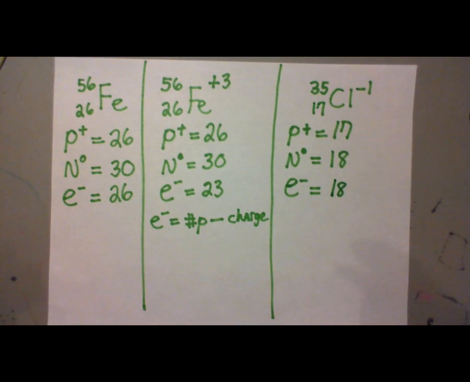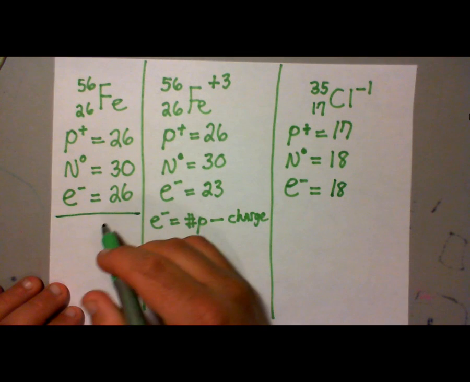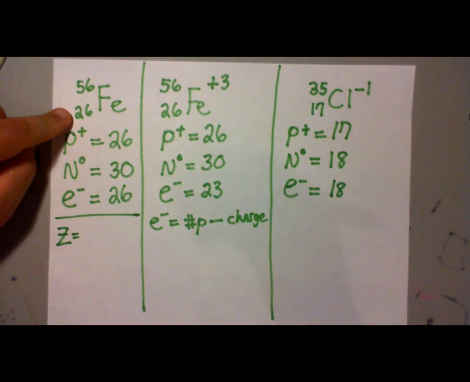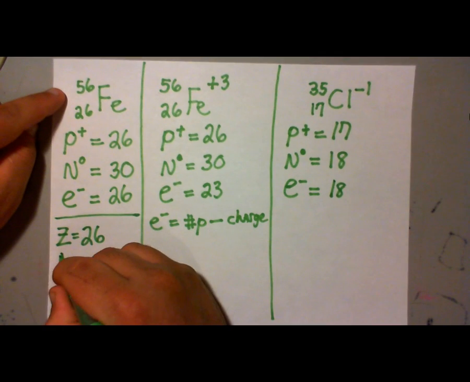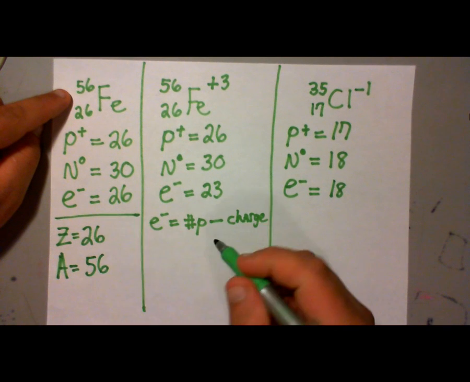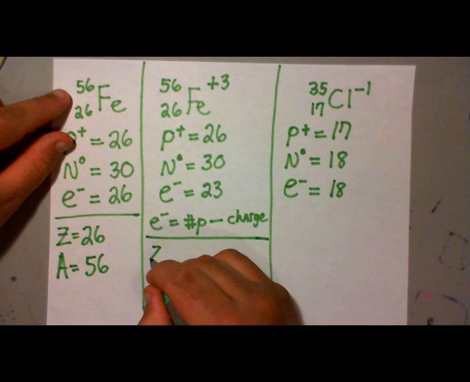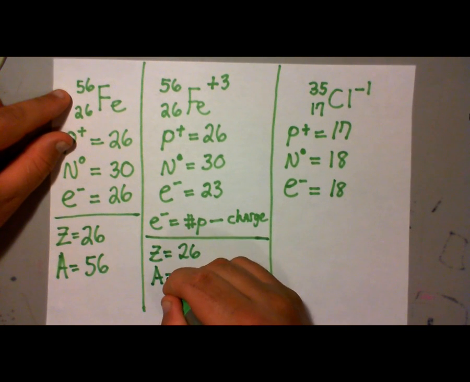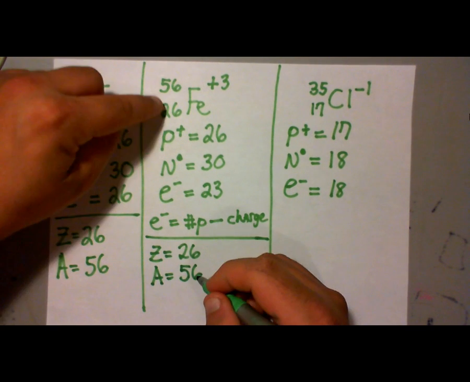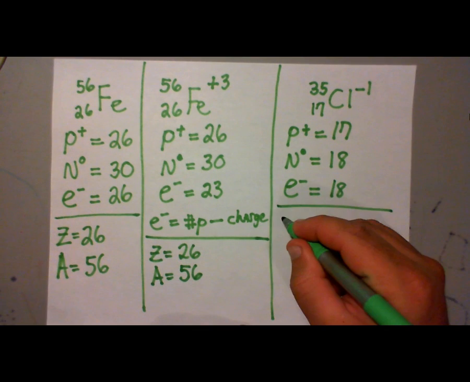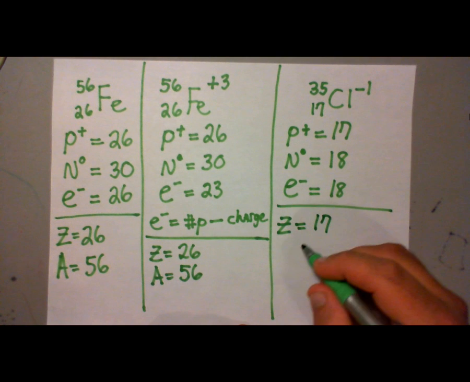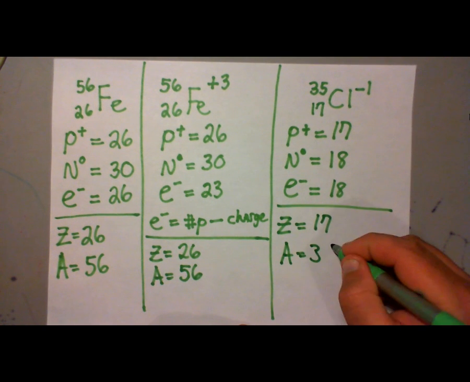Now, as far as your atomic number, what they'll use is the letter Z. So the atomic number of iron, which just means the number of protons, is 26. If they ever ask you for the mass number, they're just wanting to know this top number up here, which is 56. Same thing on this one, because the problem's almost identical. I got those numbers from there as well. And on this one, the atomic number, which is Z, is 17, and the mass number is 35.